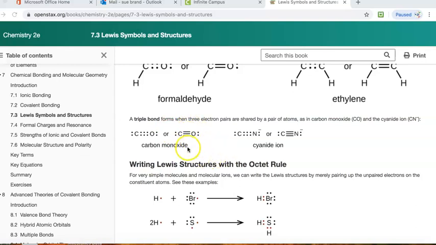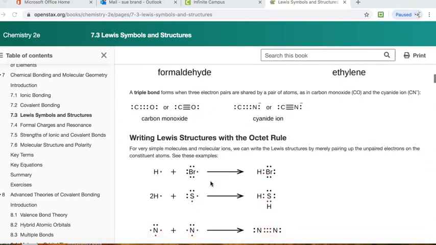If we want to count the electrons from carbon, it has 4, 1, 2, 3, 4, and then oxygen has 1, 2, 3, 4, 5, 6. And so you see how you have originally 1 more electron on carbon than you would normally see. We're going to talk about that. It's called formal charge, and we're going to talk about how to assign formal charge.